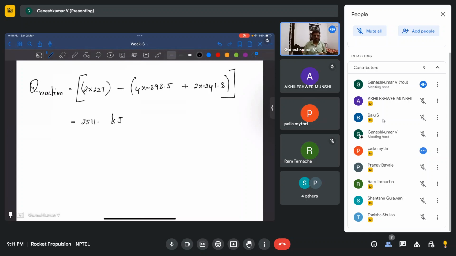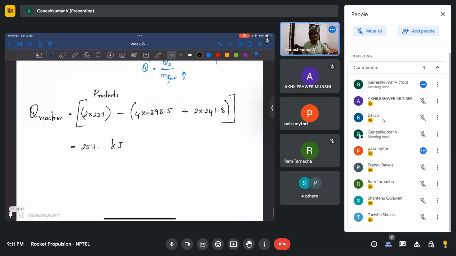So if you do this calculation, this is the products part. The products part they didn't add in the solution file, but I think it's a typo error. While writing it, they missed that part. So this is how you should actually get the heat of reaction.